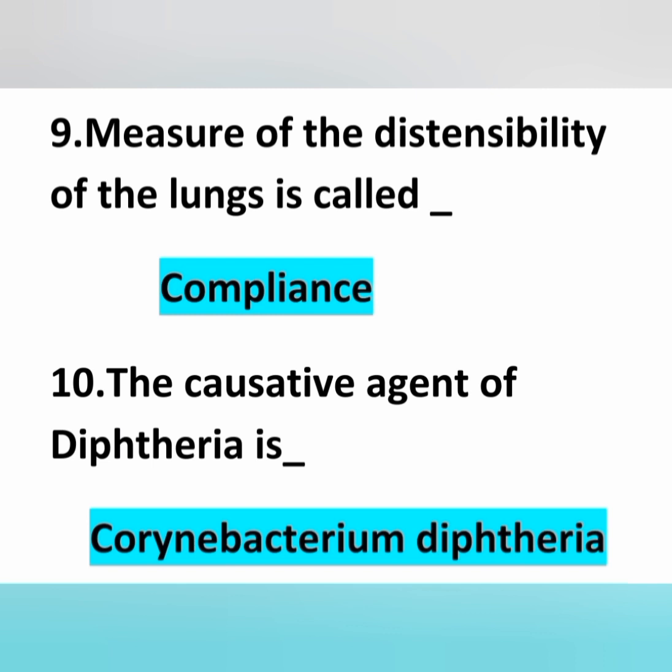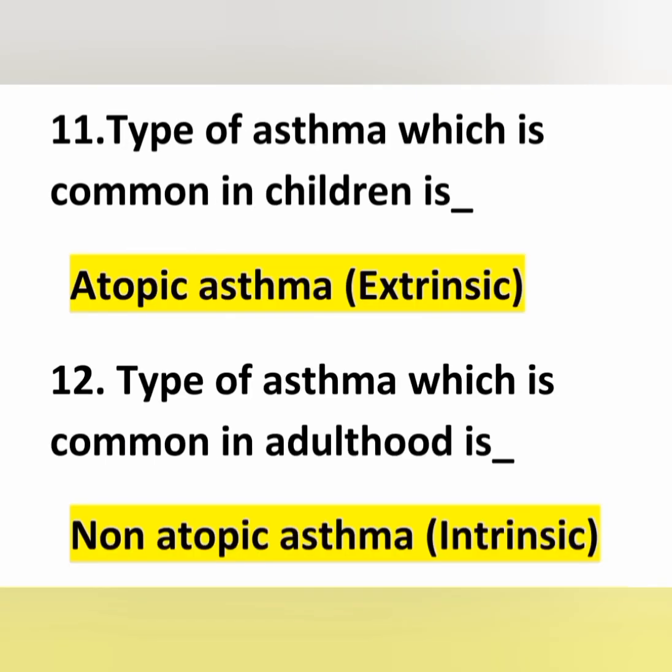And the next point, the type of asthma which is most common in children is atopic asthma, also called extrinsic asthma. And next point, the type of asthma which is most common in adults is non-atopic asthma, also called intrinsic asthma. So extrinsic asthma in children, intrinsic in adults.